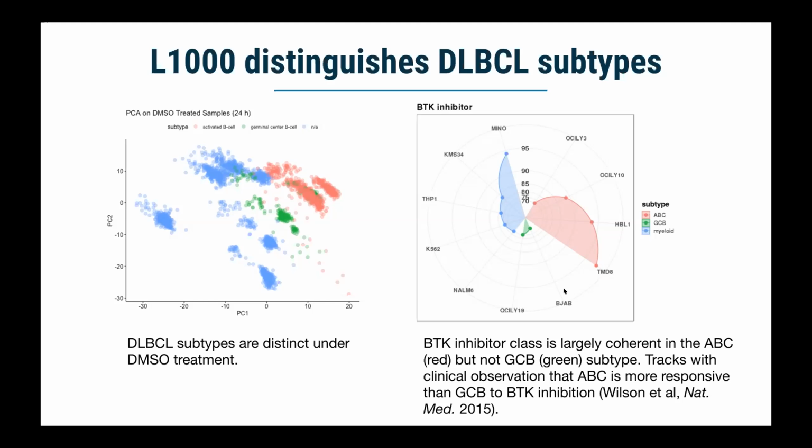And so interestingly, we see that in the ABC subtype, the class is much more coherent than in the GCB subtype, which tracks with the clinical observation that the ABC subtype is more responsive than GCB to BTK inhibition. So interestingly, we can see these patterns that are reflected in the L1000 data for this particular class.